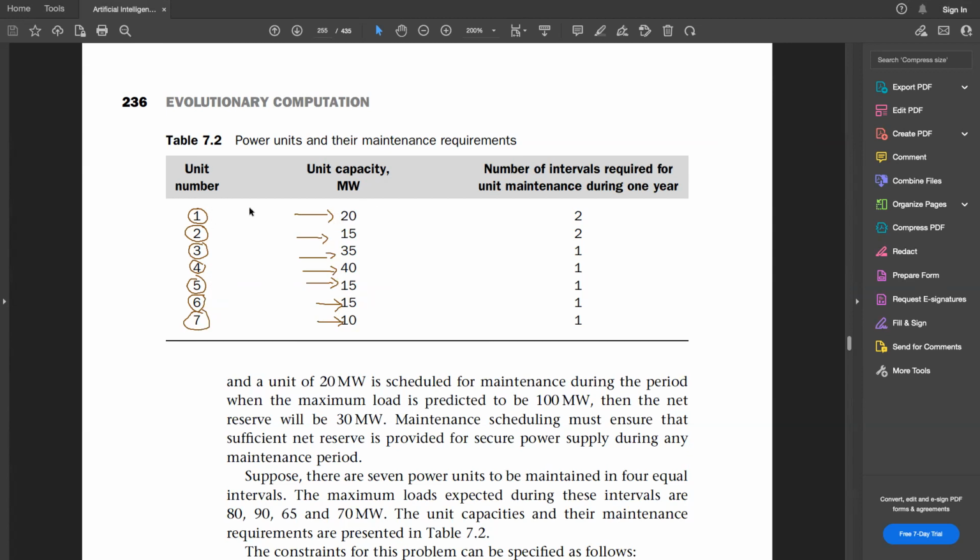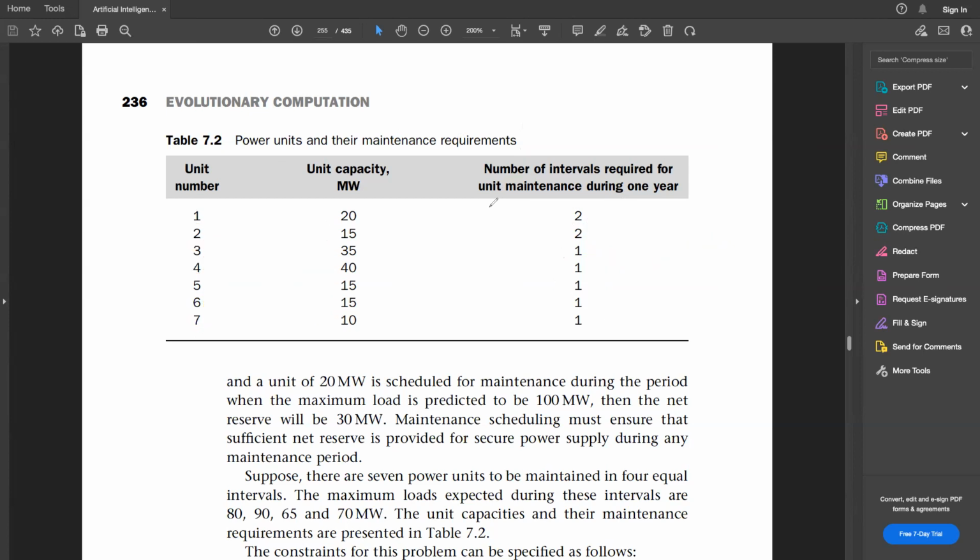So for each of these units, we are also given the number of intervals required for their maintenance. So unit 1 takes 2 intervals, unit 2 takes 2 intervals, and the rest take 1 interval each. This is the other thing we said is associated with constraints, that each unit can be maintained within either 1 interval or up to a maximum of 2 intervals.